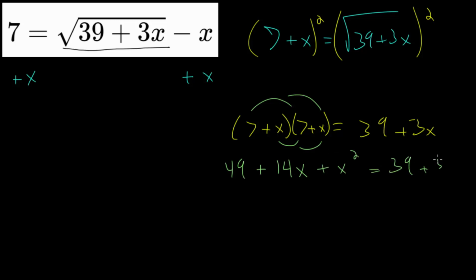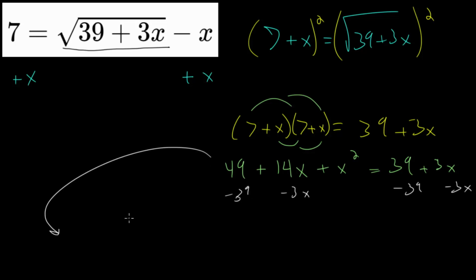And since we have a quadratic, we can solve this by setting one side of the equation equal to 0. Let's just move everything to the left side. So let's subtract 39 and subtract 3x on each side of this equation, so that now we have, and I'll write the x squared first, x squared plus 11x, and this becomes plus 10. All of this is equal to 0. And this looks like it could be factored. So let's try to factor this.